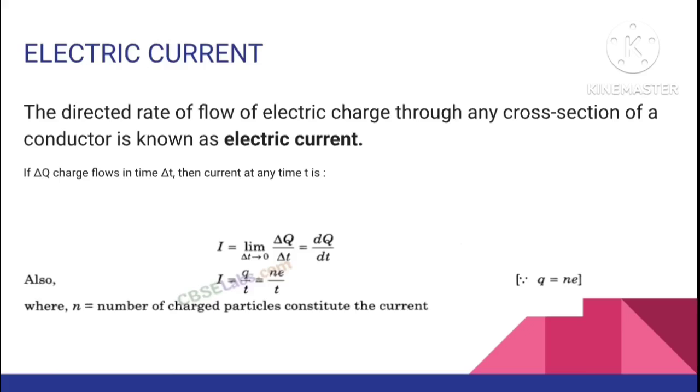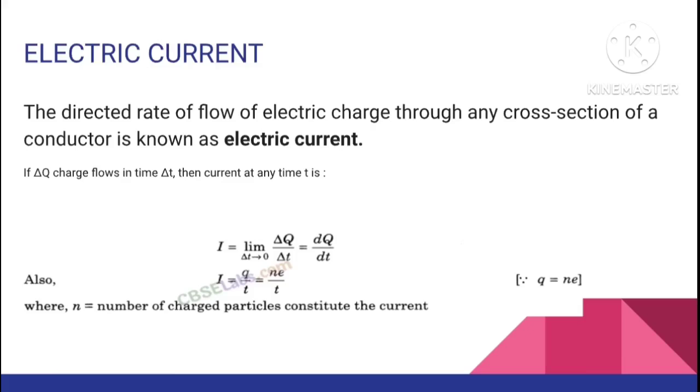Let us assume that delta Q is the charge flowing for a very short time interval delta T. Then the current flowing at any time can be given by capital I, which denotes the current, is equal to the limit as delta T approaches 0 of delta Q divided by delta T. And we know that this limit of delta Q over delta T changes into dQ over dt.